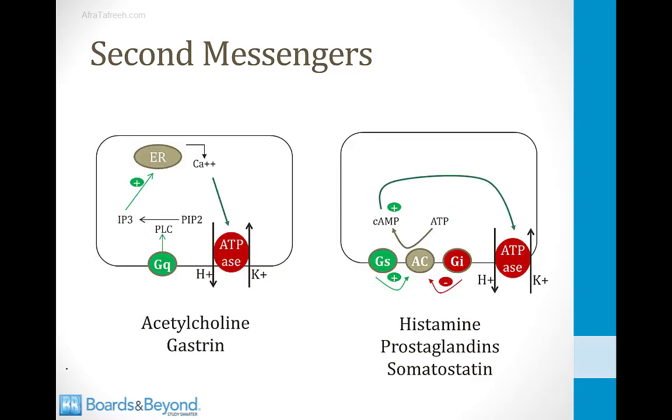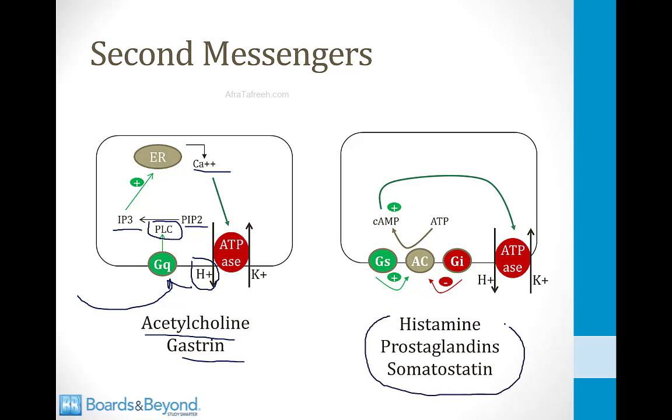Here's a more detailed depiction of the second messenger systems. Acetylcholine and gastrin work on a GQ protein system. GQ proteins activate phospholipase C, which converts PIP2 into IP3. PIP2 is phosphatidyl inositol bisphosphate, and IP3 is inositol triphosphate. IP3 will then stimulate calcium release, and the calcium will activate proton pumping into the lumen of the stomach.